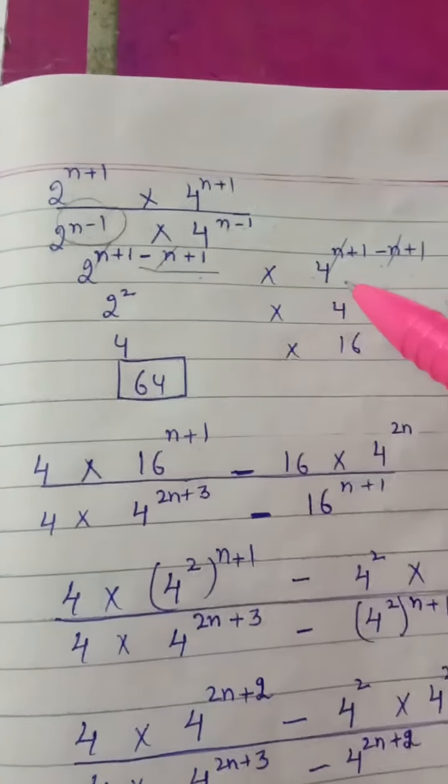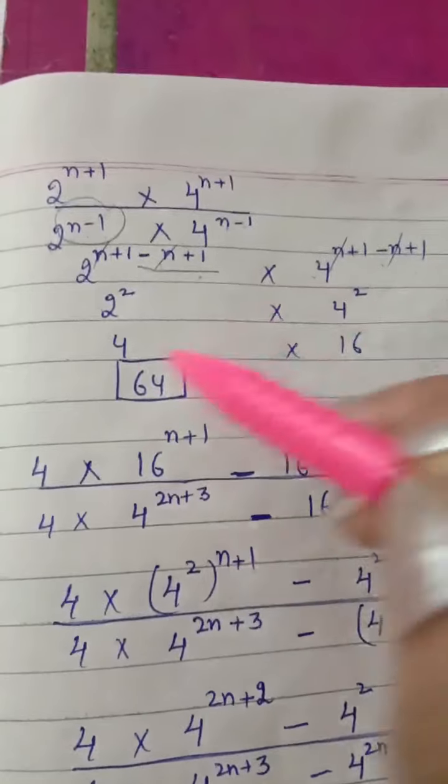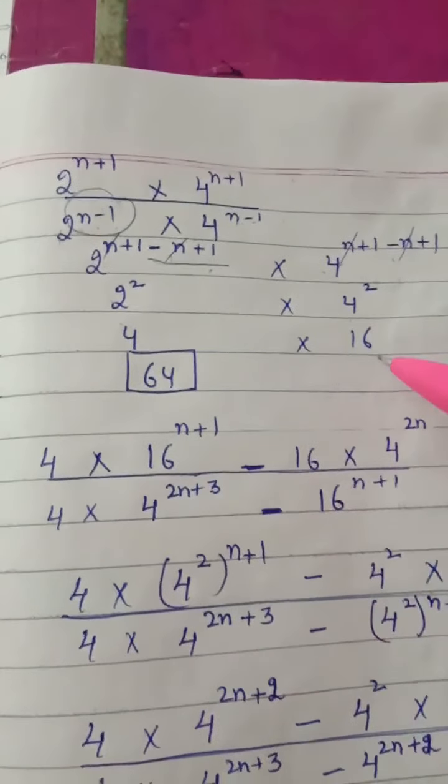This n and n gets cut, n and n gets cut. We are left with 2 to the power 2 multiplied by 4 to the power 2. 2 power 2 is 4 and 4 power 2 is 16. 4 into 16 is 64.